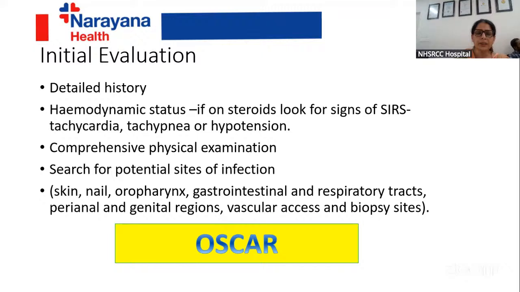So if anything of this is present, even when the child is not febrile and the child is neutropenic, this should raise an alarm in you. Do a complete physical examination and look for the potential sites of infection. Now, what are these? You look at the skin, the nails, the oropharynx, the gastrointestinal and the respiratory tract, the perianal and the genital regions, vascular access sites, and the biopsy sites, if any.